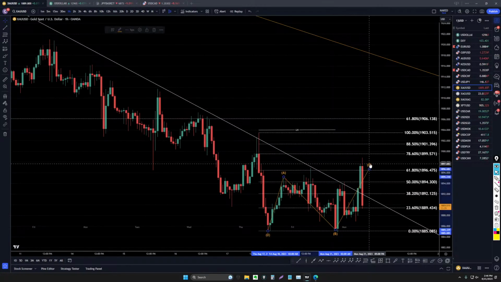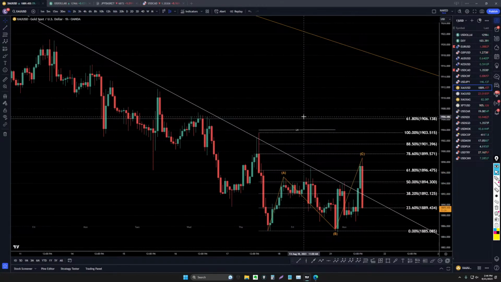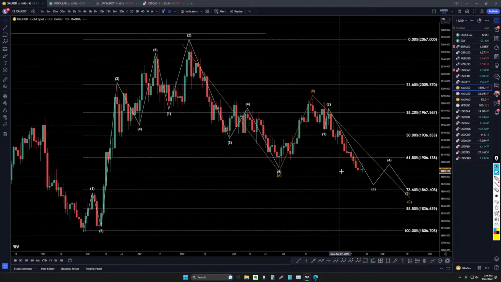Oh wow, look at gold go. Gold made a wicked bull trap today. Look at that. Wow. That's pretty nice. Pretty nice indeed. Let's go up to the higher time frames.